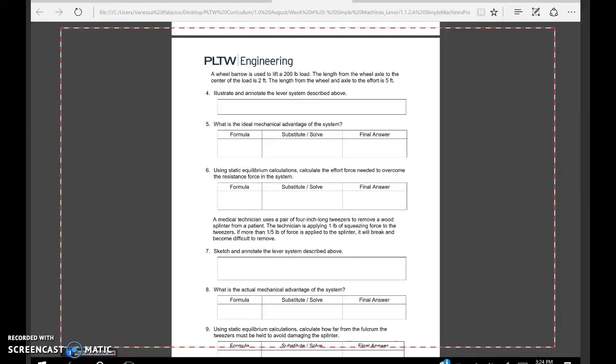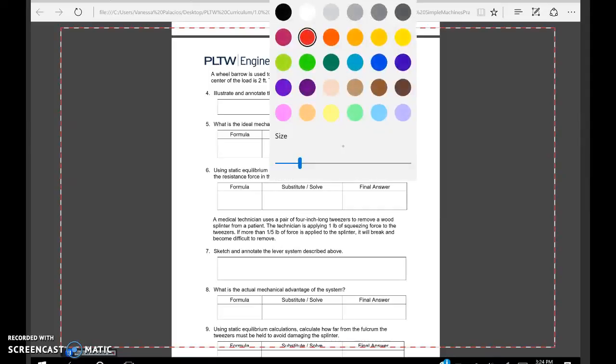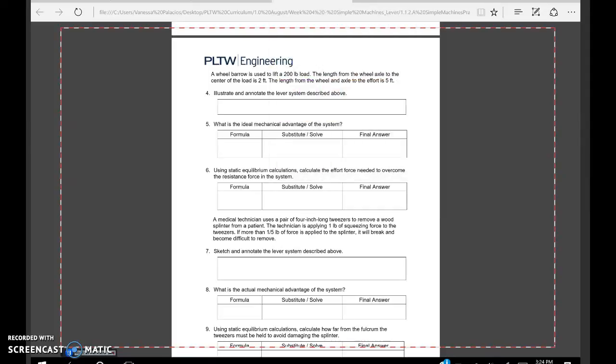The second problem says that we are working with the wheelbarrow. And if you remember, we were talking about examples of different kinds of levers. The wheelbarrow represents a second-class lever. So the first thing we want to do is draw a second-class lever. A second-class lever would be represented with the fulcrum at the end and the effort force pushing up on the other side, and the resistance force would be in the middle.